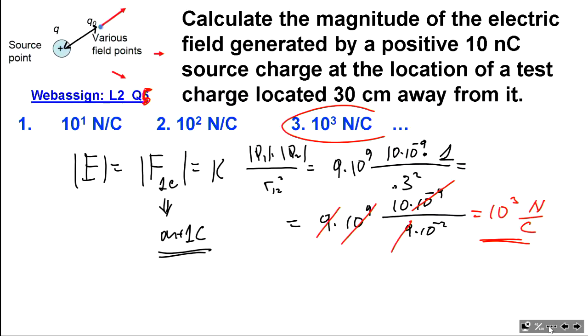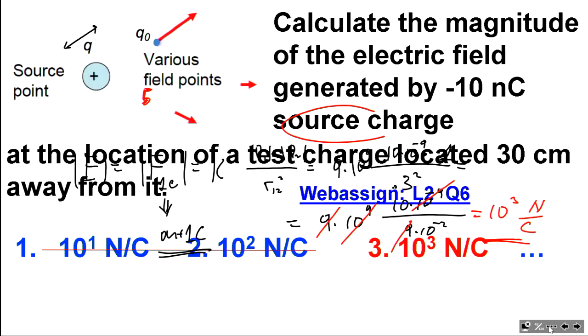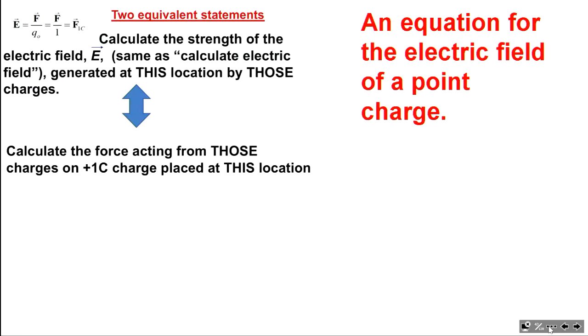However, this exercise is much more important than just calculating this particular strength, because we can apply the same strategy for any charge and any location. What do we have to do? This is what we have to do. Electric field strength is equal to the magnitude of the force acting on a 1 Coulomb charge.